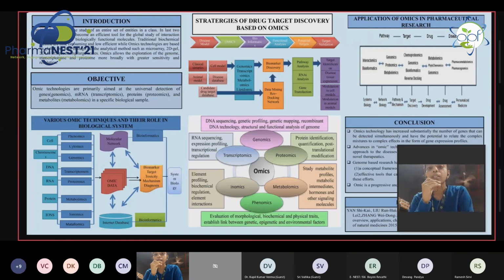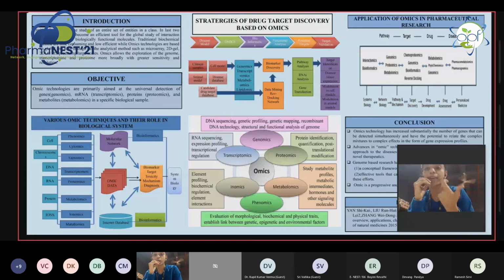Through this, I would like to tell about the objectives. Omic technologies are primarily aimed at universal detection. By having this technology, we can detect the presence of genomics, mRNA, that is transcriptomes, proteins, and the metabolites in a specific biological sample that is being tested. The different branches of the omics are genomics, transcriptomics, proteomics, ionomics, metabolomics, and phenomics.